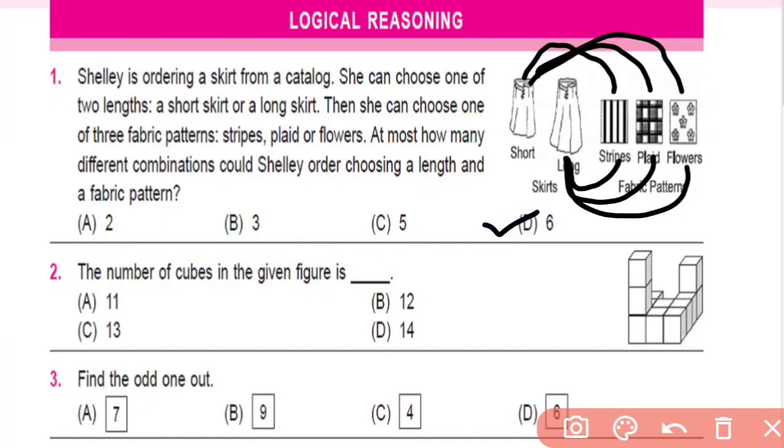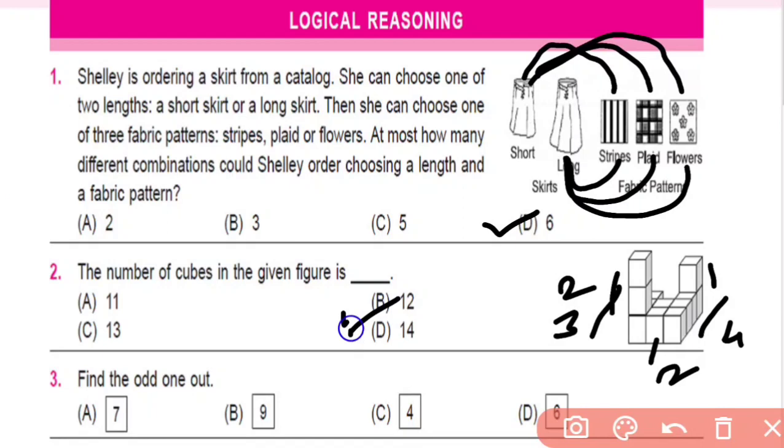Question number 2. The number of cubes in a given figure is: this down 4, then this middle 2, and this side 3, and this above 2, and this 1. 1 plus 4 is 5, plus 2 is 7, plus 3 is 10, plus 2 is 12. So the number of cubes is 12. Answer B is right.